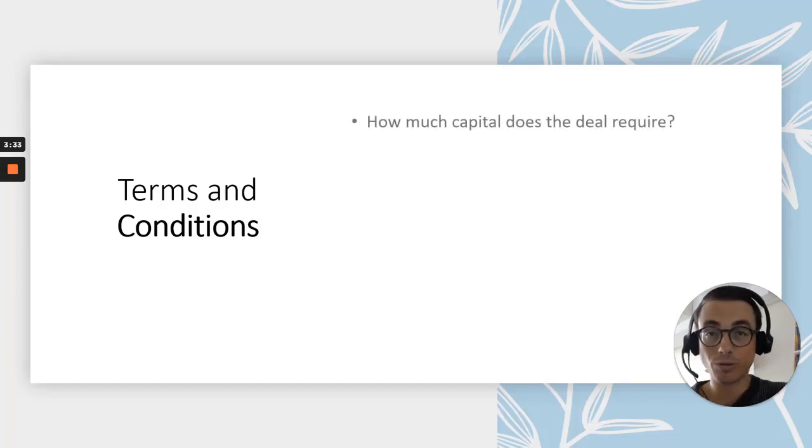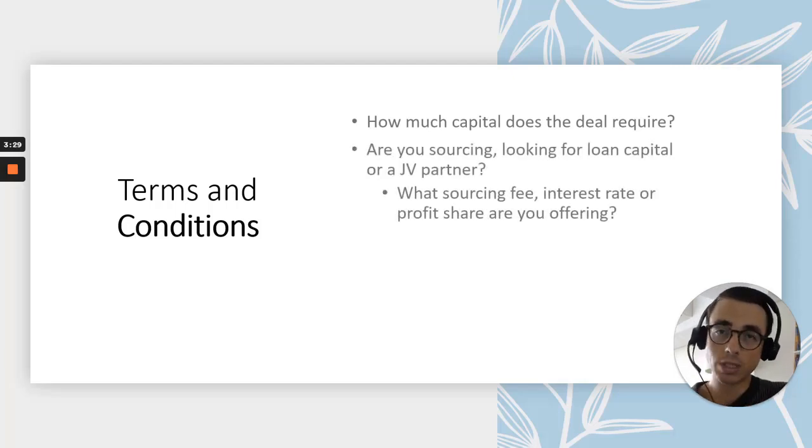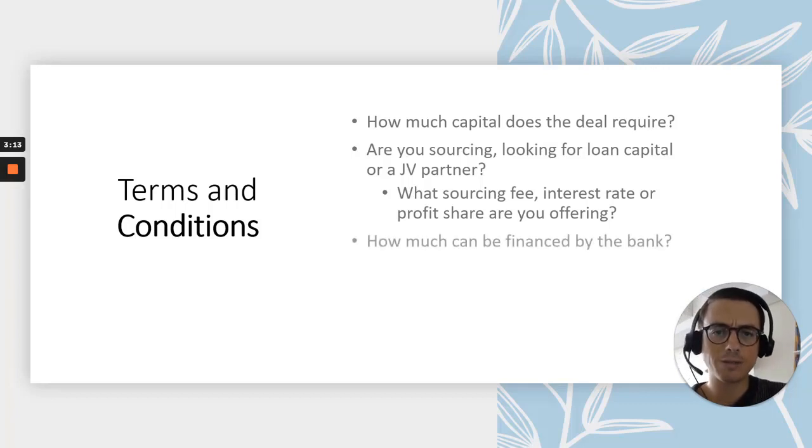So, how much capital specifically do you need from me as the investor? Are you looking at sourcing this deal to me? Are you looking at asking for a loan? Or do you want me to jump on as a JV partner? And if that's the case, what is the sourcing fee? What interest rate would you give me if I give you a loan? And what would the profit share and my specific return be on the profit and the capital that I inject?